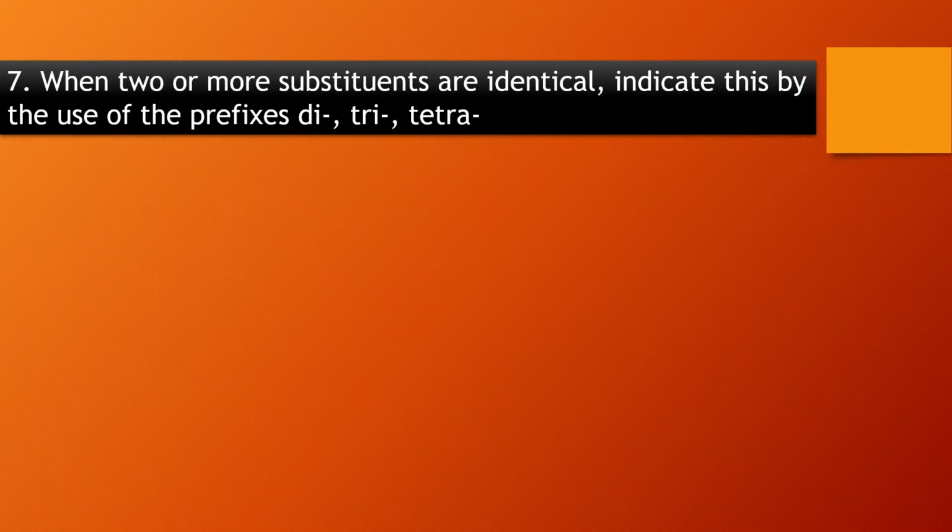Before you start watching this video, I recommend you to watch the previous two videos as well. Okay, this is the seventh point: when two or more substituents are identical, meaning the same, indicate this by the use of the prefixes di, tri, tetra. If there are two methyl groups present in the compound, we will use di. If there are three, we will use tri. If there are four, we will use tetra, and so on.